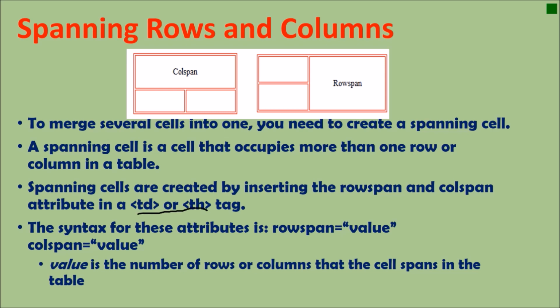So we are merging two rows or two columns, or more than two rows or more than two columns, but we give this attribute in the TD or TH tag. The syntax for these attributes is rowspan equal to value and colspan equal to value, where value is the number of rows or columns that the cell spans in the table.